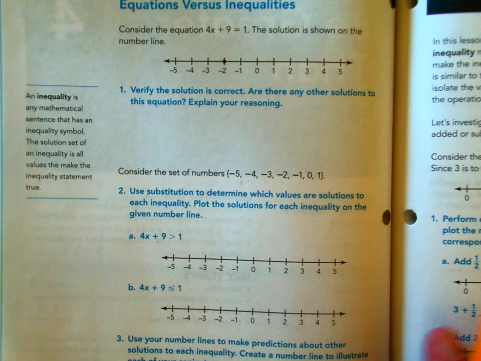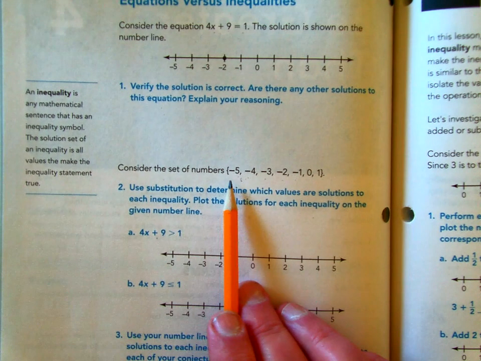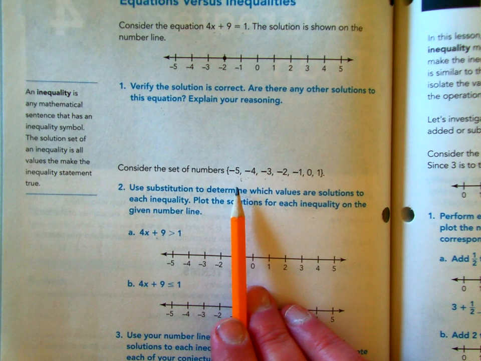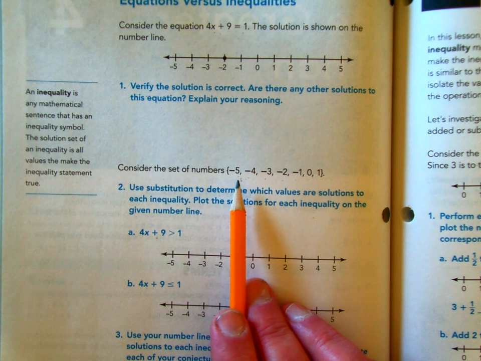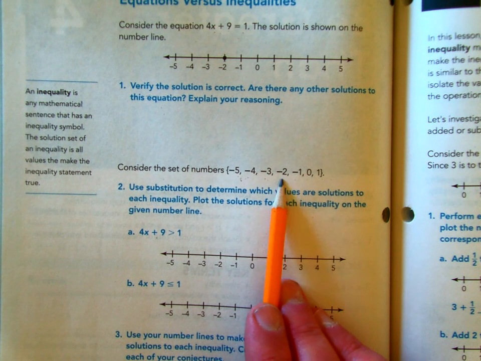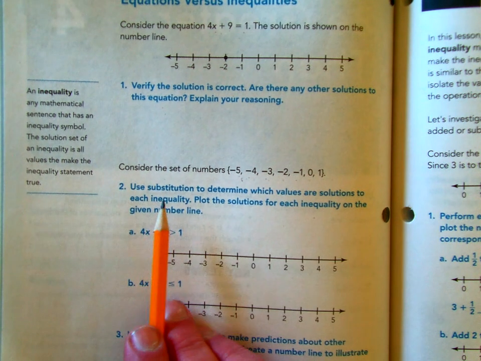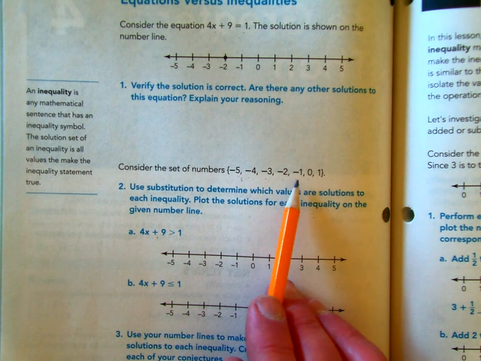On number 2, on page 96, they give us a set of numbers. We don't know if these are a solution set. It's just a set of numbers at this point in time. They give us 7 numbers, a -5, -4, -3, -2, -1, 0, and a 1. And we're going to check each of these numbers to see if it really is a solution.